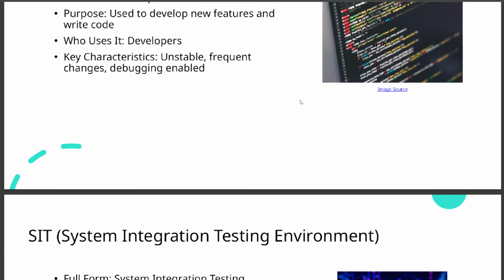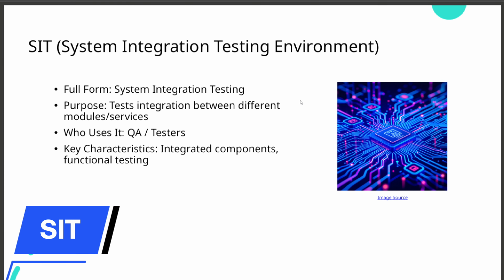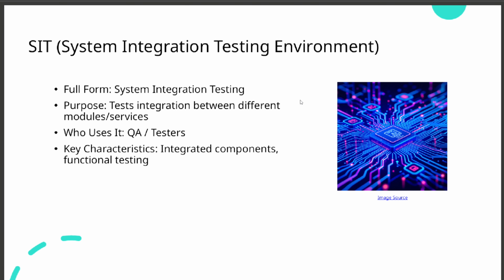Now the next environment is SIT, the System Integration Testing environment. Here different modules are integrated and tested together to ensure they work as a complete system. This environment basically checks intermodular dependencies, and it is used by the testers.